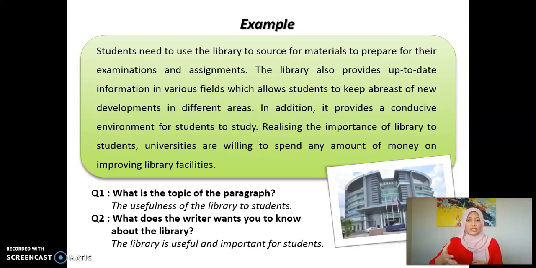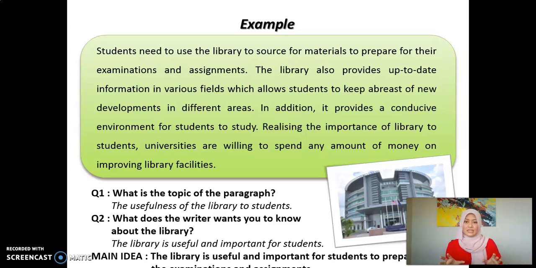When you are able to answer these two questions, you can deduce the main idea of this short passage. Basically, the main idea is that the library is useful and important for students to prepare for the examinations and assignments.